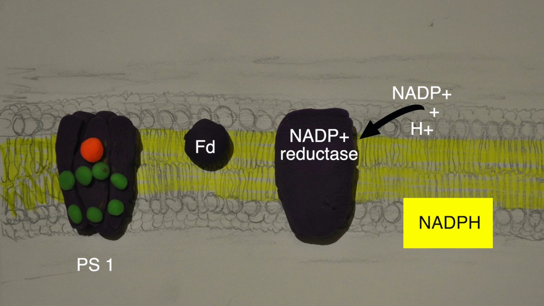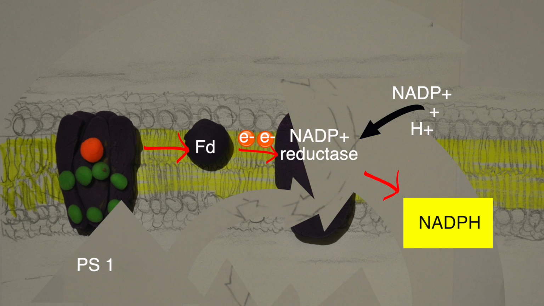Finally, in the last stage of the light reactions, the enzyme NADP+ reductase catalyzes the transfer of electrons from Fd to NADP+. However, it will require 2 electrons for its reduction to NADPH. Now that we've produced ATP and NADPH, we can now move on to the Calvin cycle.